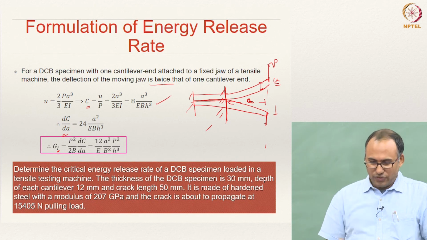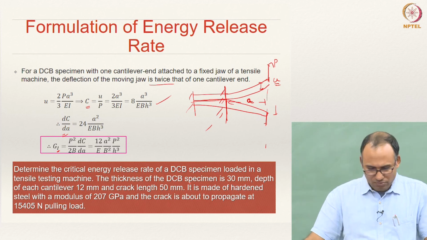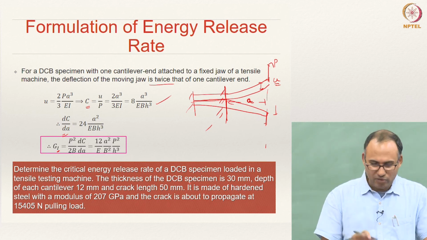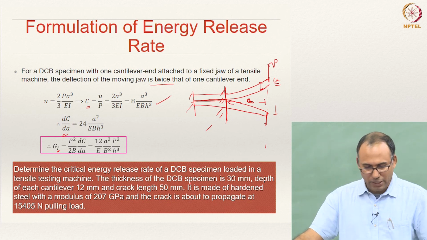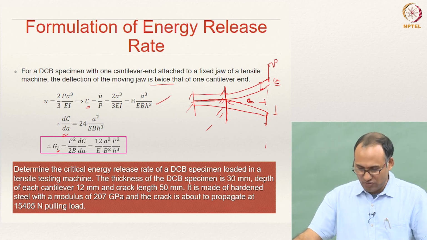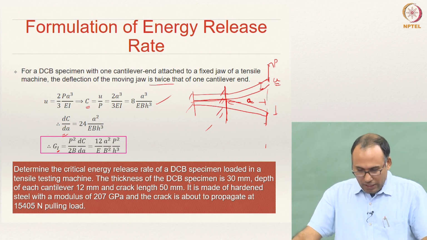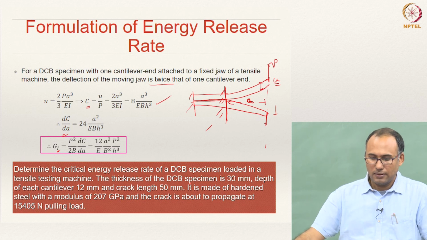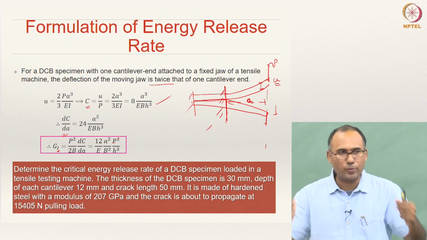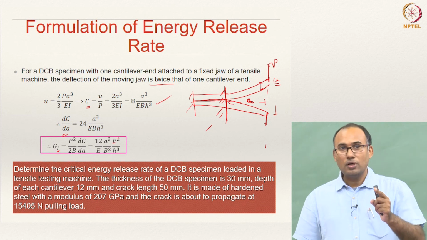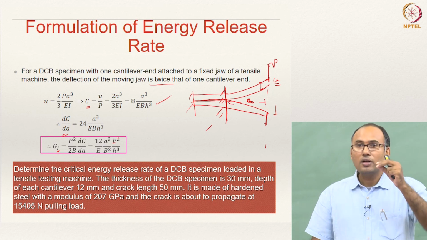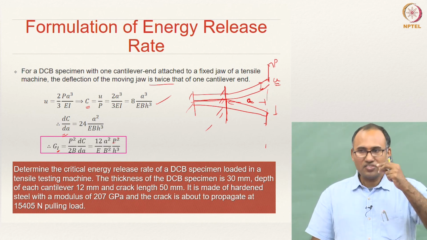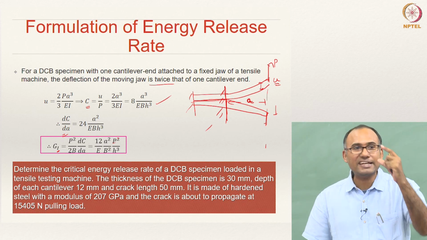So this is a problem wherein all the other dimensions are given and you are required to calculate the energy release rate. Determine the critical energy release rate of a DCB specimen loaded in a tensile testing machine. The thickness of the specimen is 30 mm, depth of each cantilever is 20 mm, crack length is 50 mm, it is made of a hardened steel and the crack is about to propagate. That means this is the load at which the crack is ready to propagate. So the problem asks you to calculate critical energy release rate.